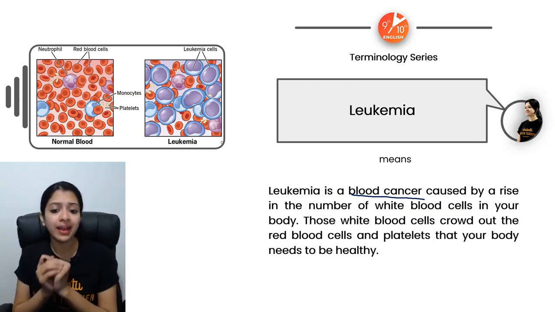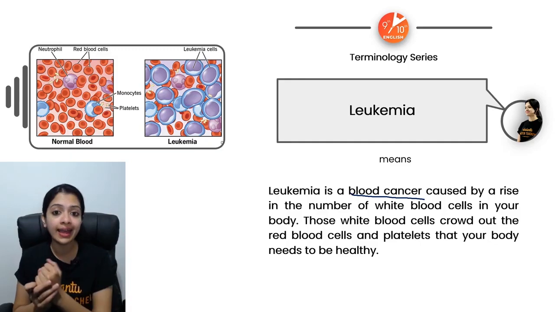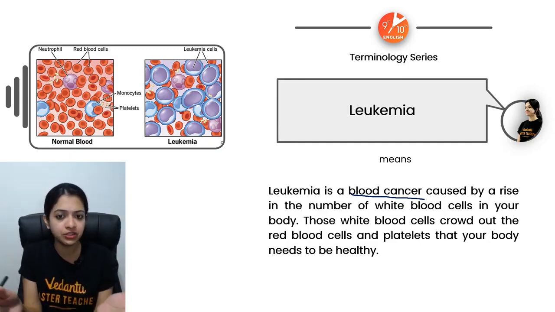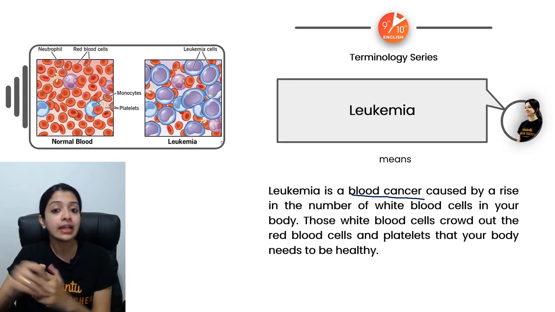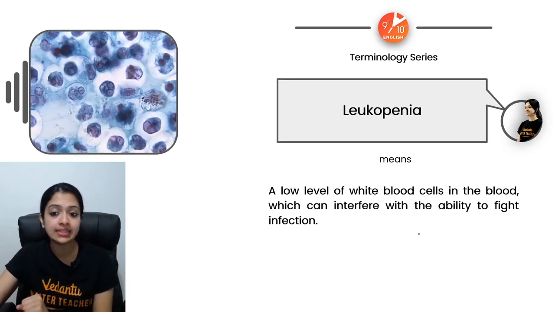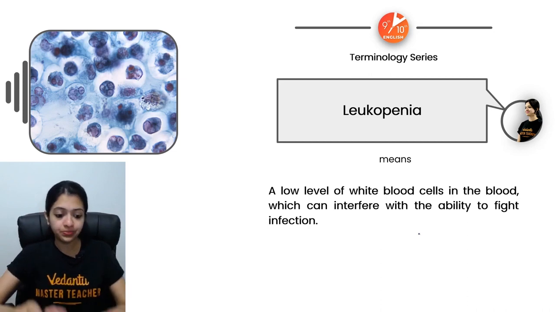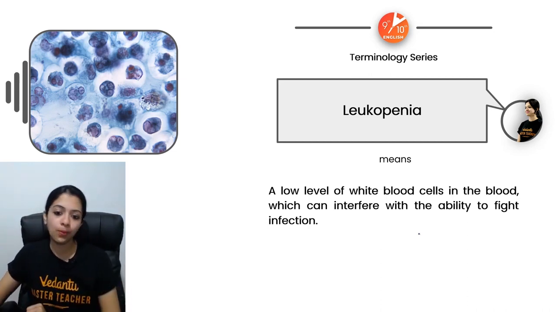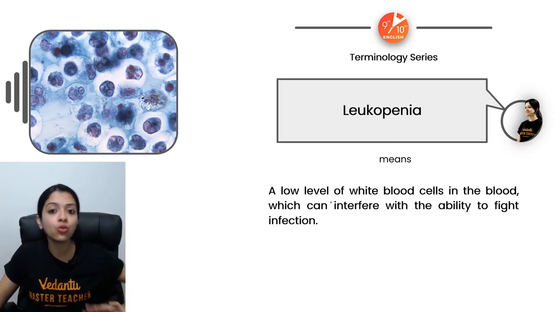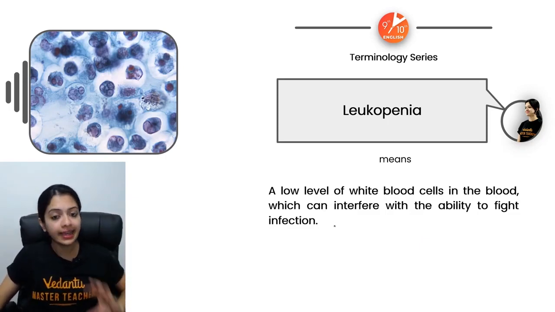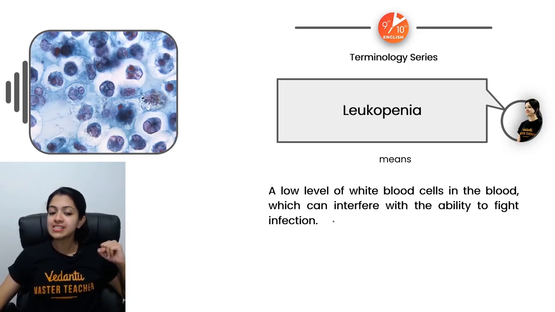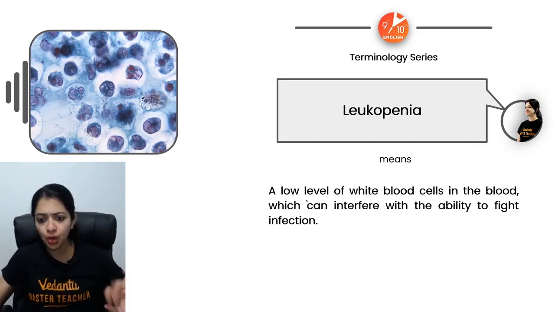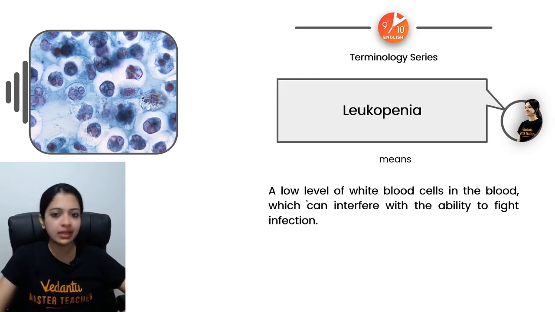Right? So the white blood cells, when they become abnormally high in number, as a result of uncontrolled cell division, it results in what we call leukemia, which is a type of blood cancer. There's another situation which could arise, which is leukopenia, which is exactly the opposite. An abnormally low level of white blood cells in the blood, which means that person's ability to fight infections is really, really poor. Okay, so leukemia, leukopenia.